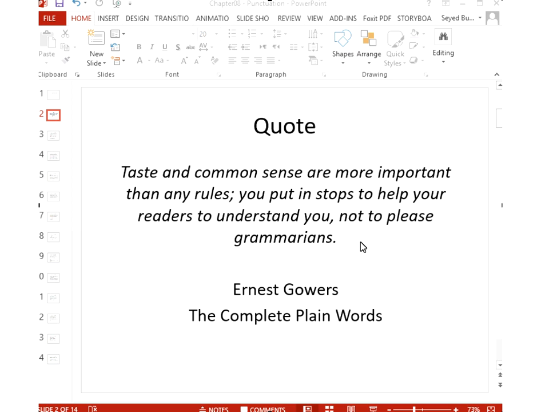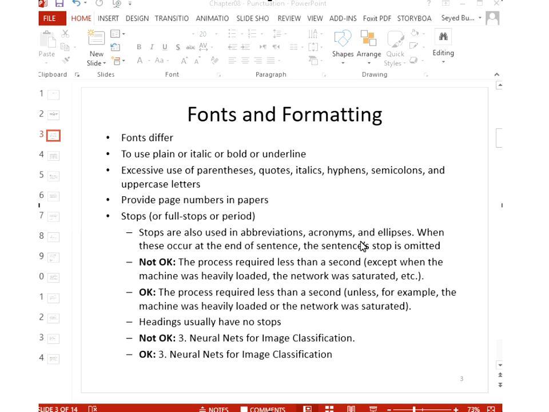Without appropriate punctuation, it becomes very difficult to read. The whole concept becomes tough for the reader to understand. So let's start with some fonts and formatting issues. There are different types of fonts. You can use plain font, italic format, bold, underline, and so on. When to use what depends on the requirements of your publisher. Follow their format.